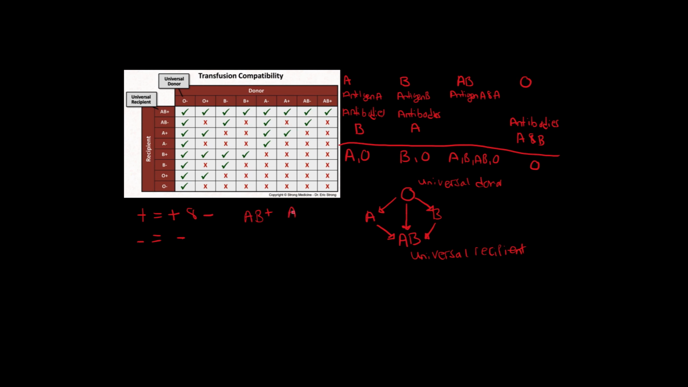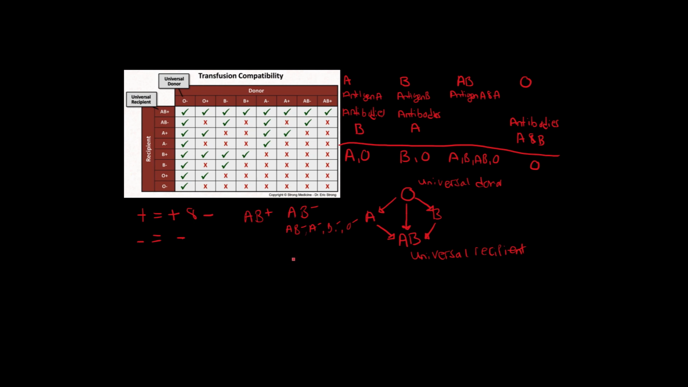However, the AB negative, now remember, AB is a universal recipient, meaning it accepts everything. But look at the sign. It's a negative, and look right here. Negative only accepts negative. So it only accepts AB negative, A negative, B negative, and O negative. Look at the chart. O negative, check. B negative, check. A negative, check. AB negative, check. It accepts everything but just the negative.